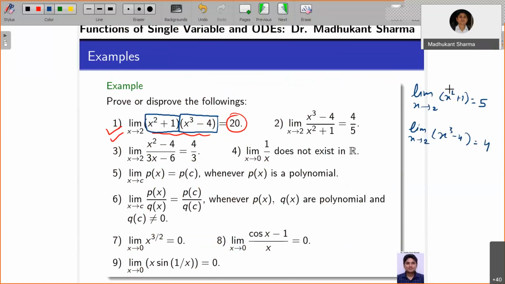So again, you have to just show that limit of x tends to 2, x square exists and x cube exists. Then you can take this f1, this f2, this g1, this g2, and you can show that the algebra of limit can also be applied here, okay, instead of going with the epsilon delta.